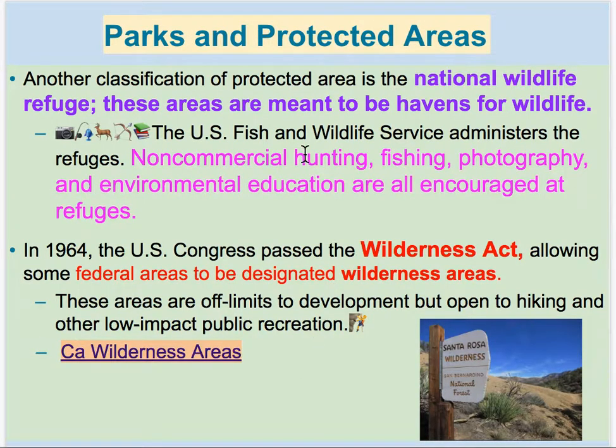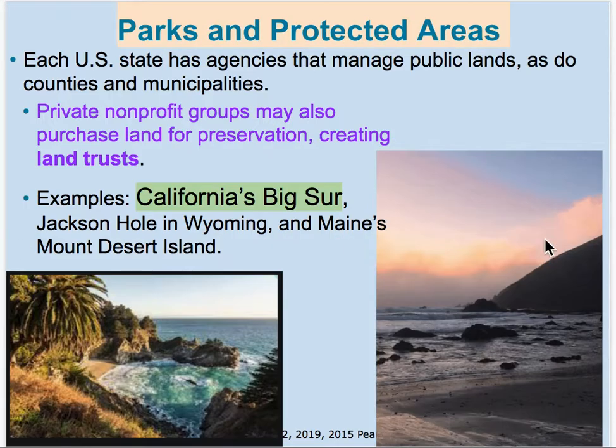In California, we do have, well, let me talk about these separately. National wildlife refuges are areas where you can do hunting, fishing, photography, and things like that. Not commercial, but you can do it privately. We also have the Wilderness Act, which allows some places to be designated as wildlife areas. And then California has a whole list of wilderness areas that we have.